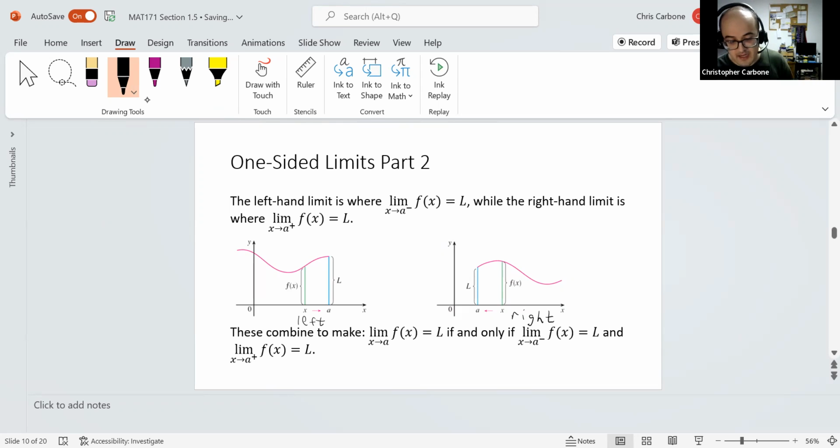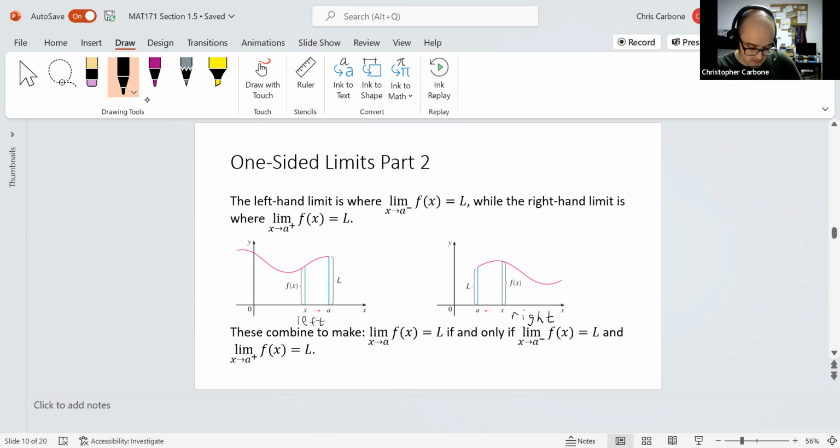But we can combine these, right? Since we were talking before about just the limit, not two different sides, we could say that the limit as x approaches a of f of x is equal to L if and only if the limit as x approaches a from the left of f of x equals L, and the limit as x approaches a from the right-hand side of f of x is equal to L.